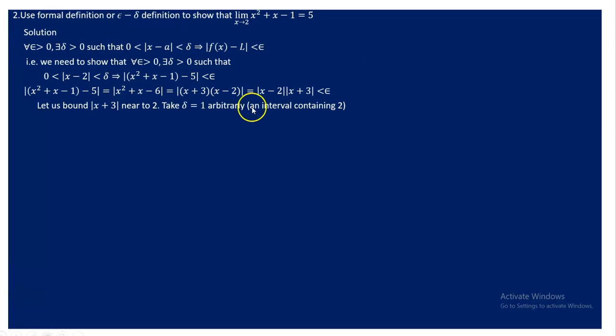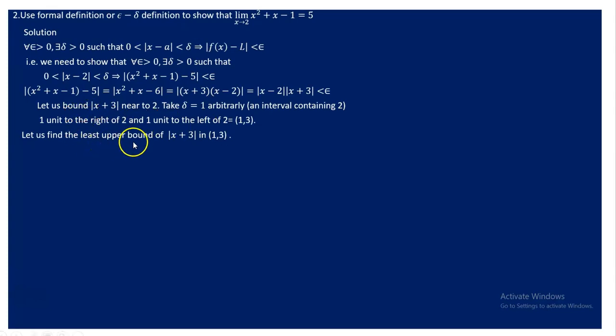So if I take delta to be 1, look, I'm going to have the following, students. 1 unit to the right of 2 and 1 unit to the left of 2, so you'll get an interval 1 to 3, because this interval contains number 2. You are free to take other values, as I told you before, but the smaller the delta value is, the better the analysis is going to be.